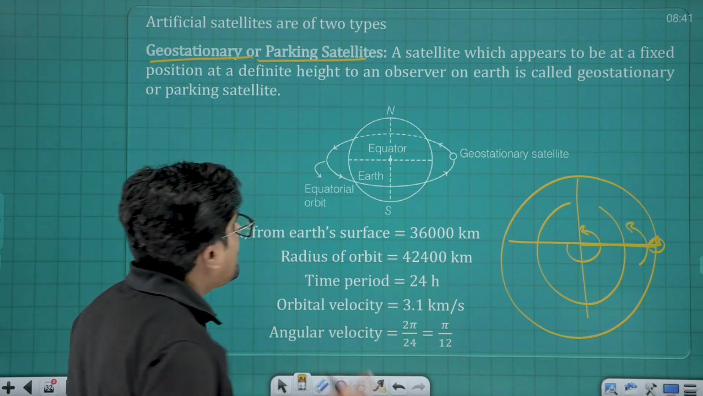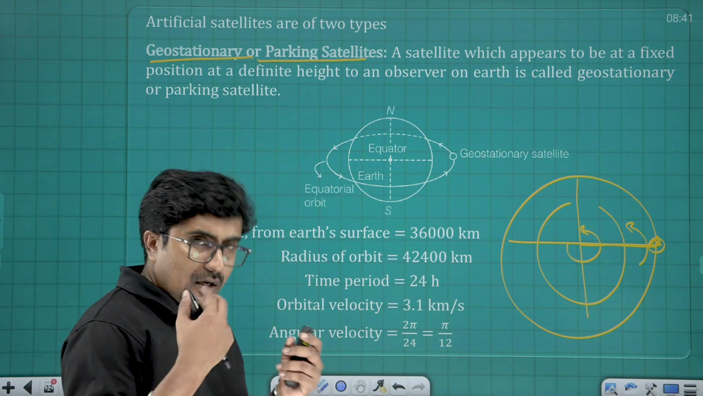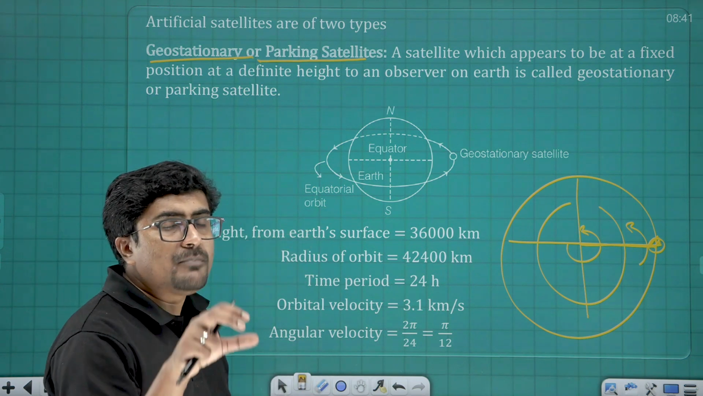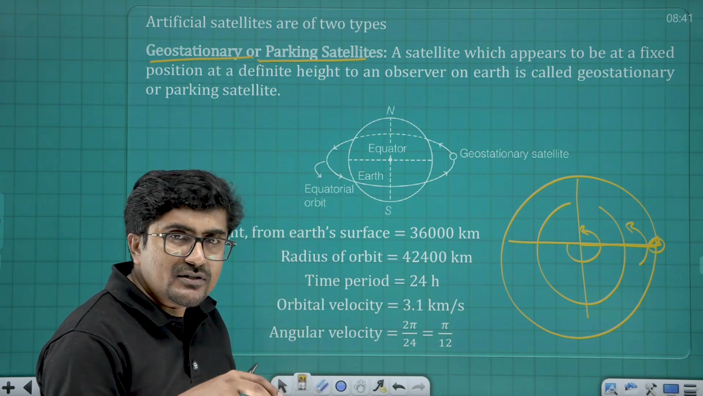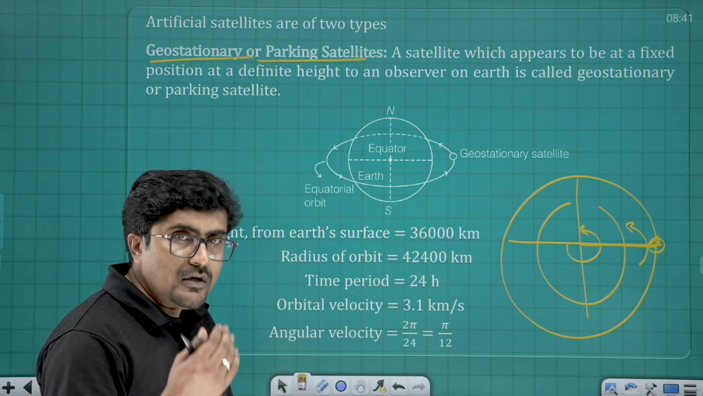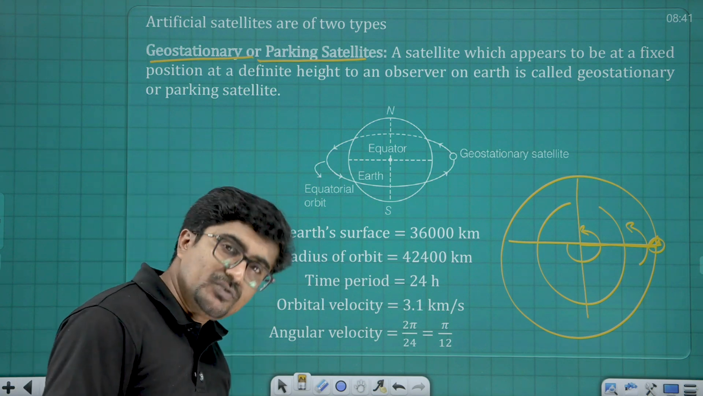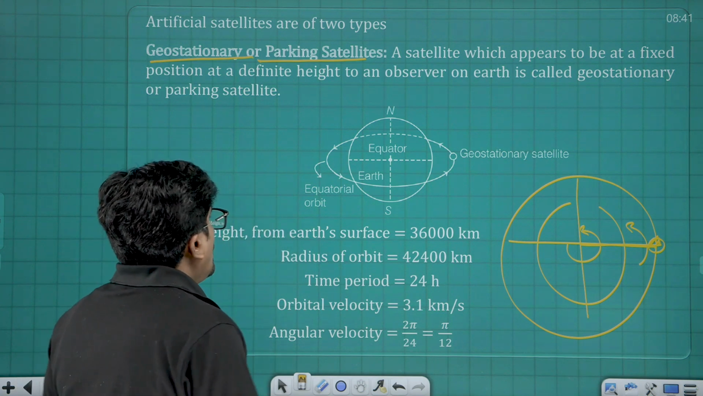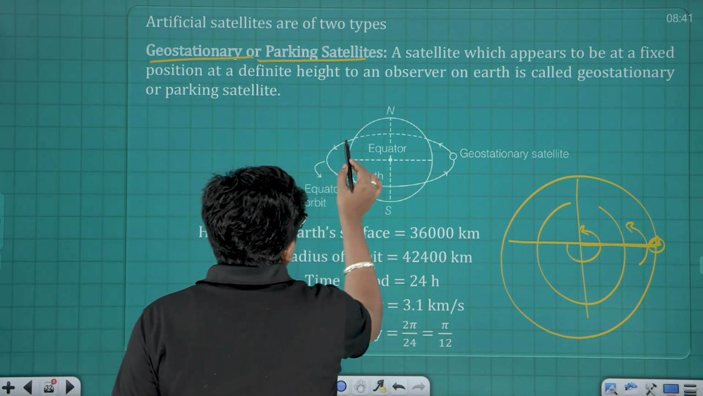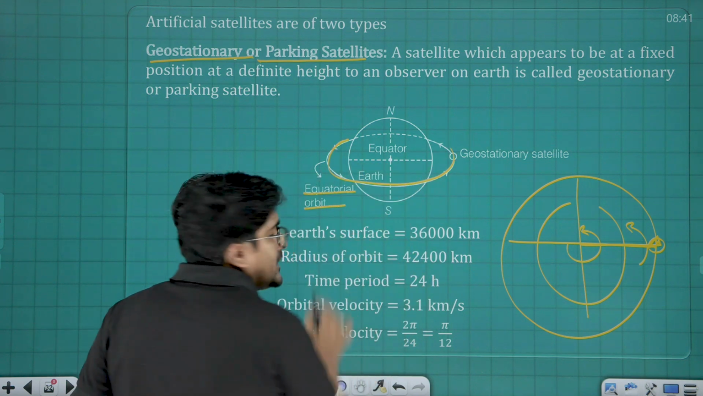I told you the main purpose of this one is communication, because the signals that we are sending must be received by the antenna over there and then transmitted to some other part. So we want it to always be at a constant position, otherwise the entire configuration is going to change. So here we prefer it always to be on the equatorial orbit.